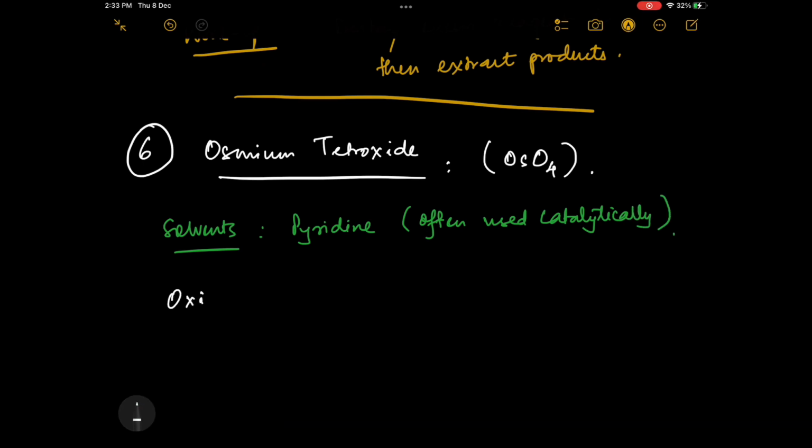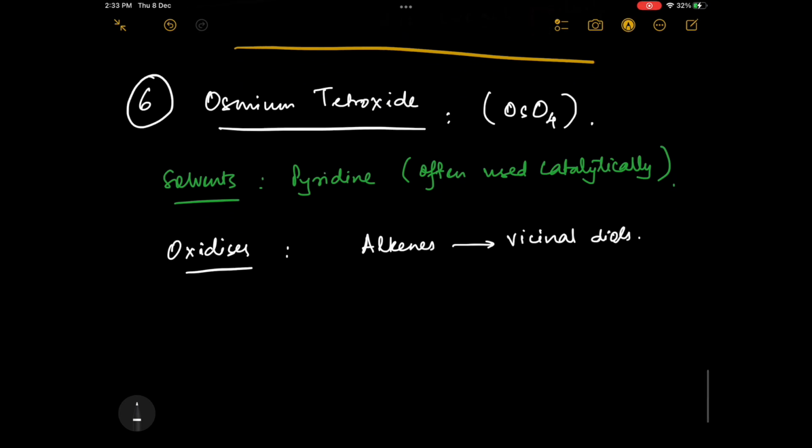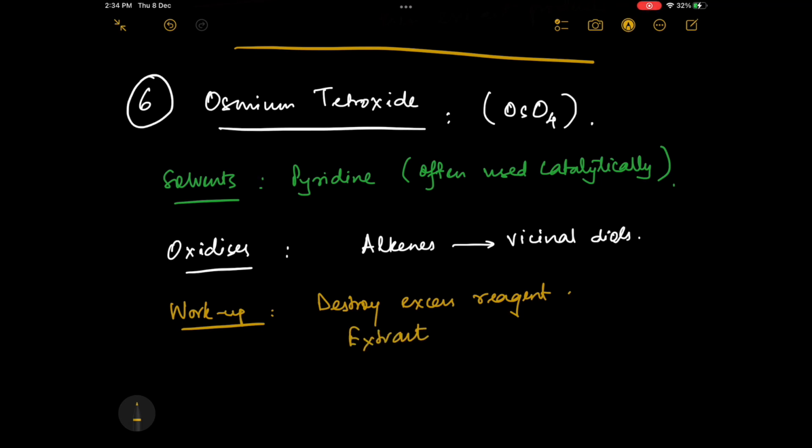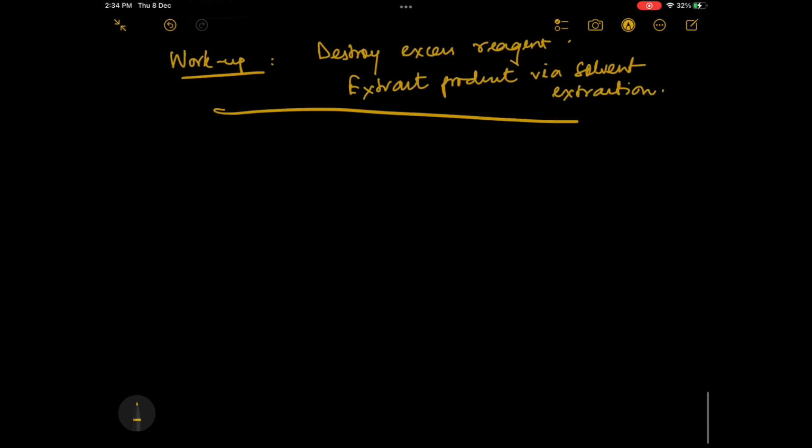Okay, so let us see what type of functional group this can oxidize. It basically oxidizes alkenes to vicinal diols. This is the only oxidation that it does, so it basically forms diols from alkenes. And the workup is that you should destroy the excess reagent, and after that the product is extracted via phase separation or the solvent extraction method.